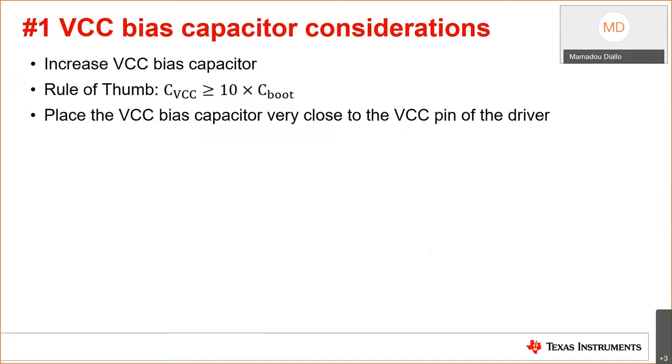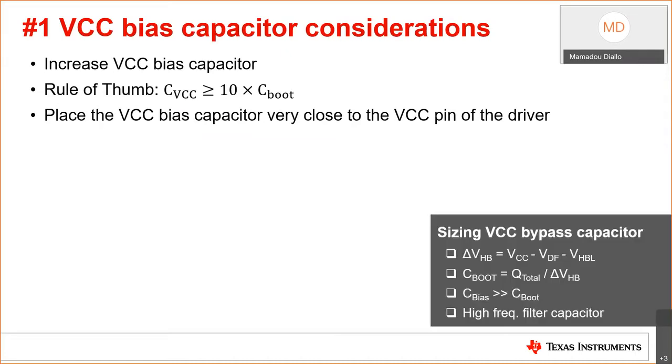This allows the bootstrap capacitor to be properly replenished during the charging sequence. This 10x ratio results in 10% maximum ripple on the VCC capacitor in worst case conditions. An alternate method to determine the C bias is also included in the bottom right corner.